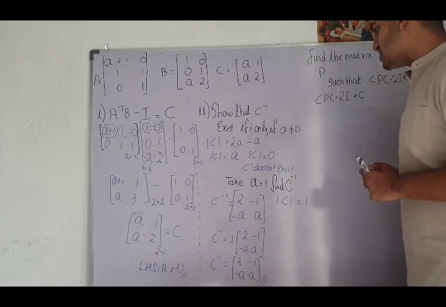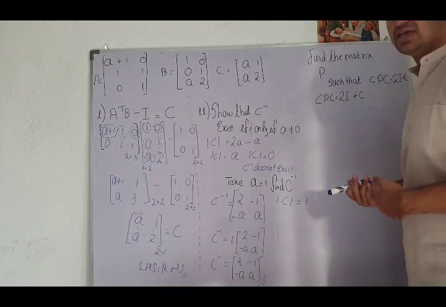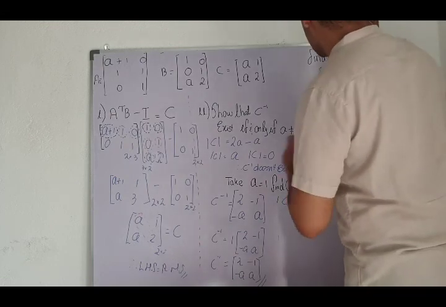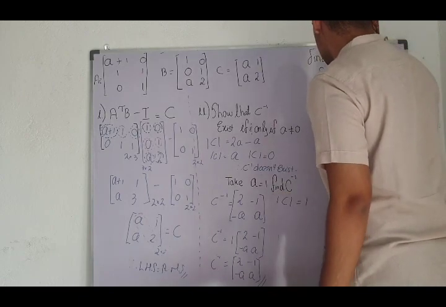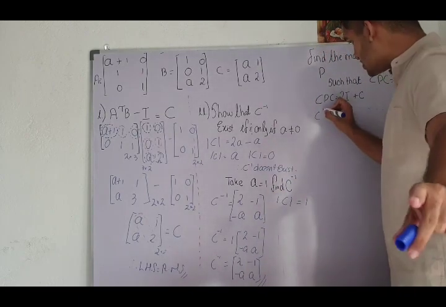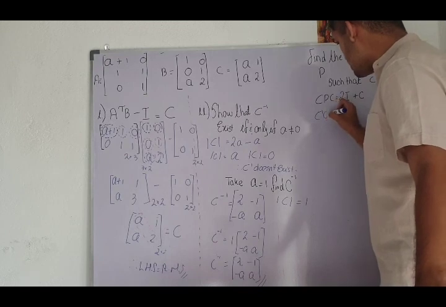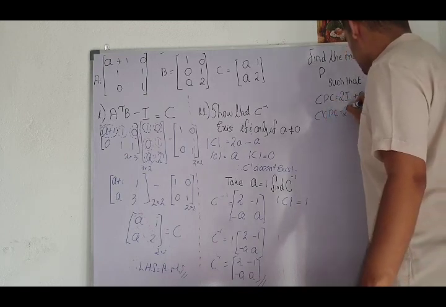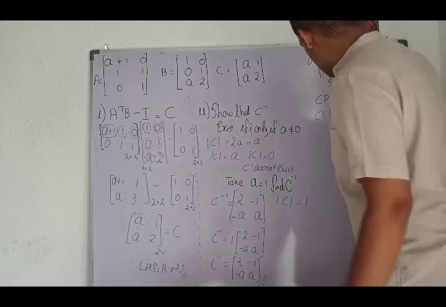So we have CPC here. Now how do you actually find P? I said we cannot divide. So how do you actually find it? This is how we find it. The first C should be multiplied by C inverse. And therefore we have C P C equals 2I plus C.